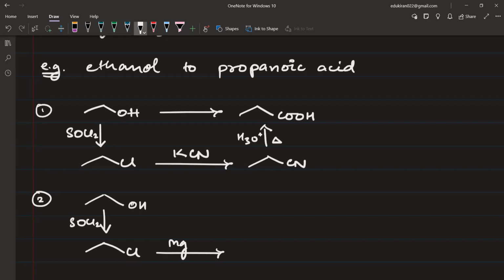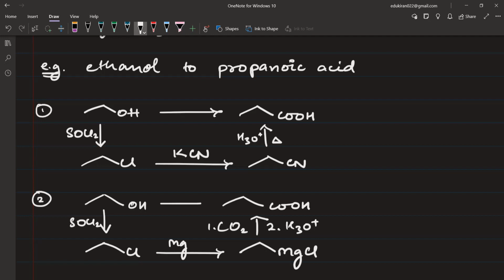I will just add magnesium here. If I add magnesium, there will be an insertion reaction. I will get MgCl, Grignard reagent. Then I will add CO2. This is the first step, and in the second step, I'm going to add H3O plus. So I will get 1, 2, 3 carbon atoms and COOH.